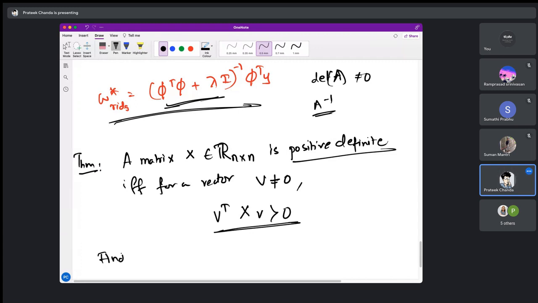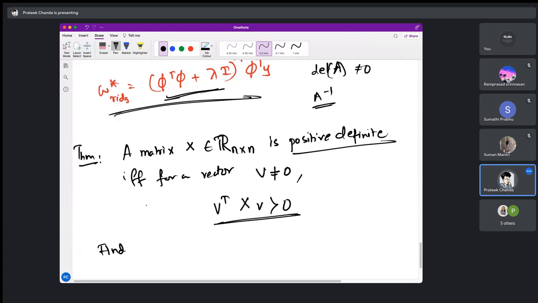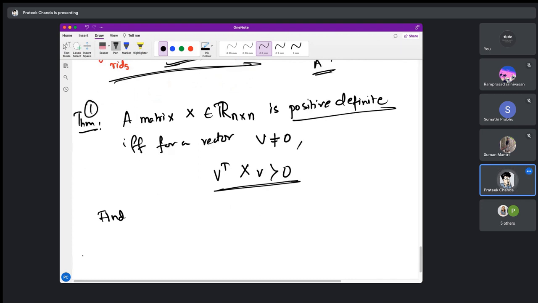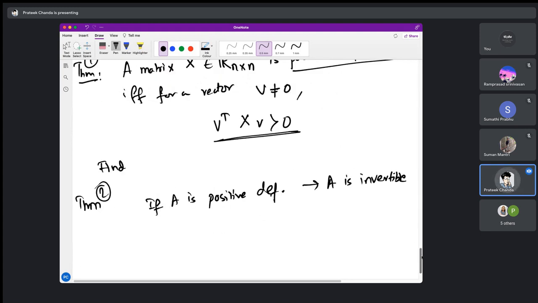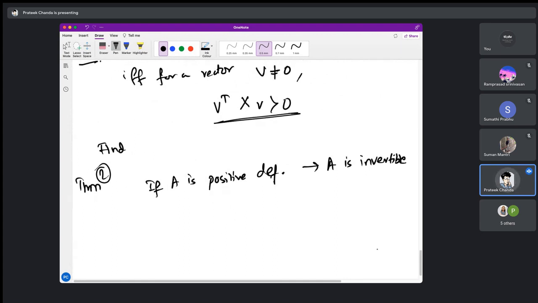And another theorem is, so this is theorem 1, and theorem 2 is, if A is positive definite, then A is invertible also. So these are classic linear algebra proofs. I won't go into details here, but you can pick up any textbook on linear algebra, like Gilbert Strang's book, lecture, or anything.